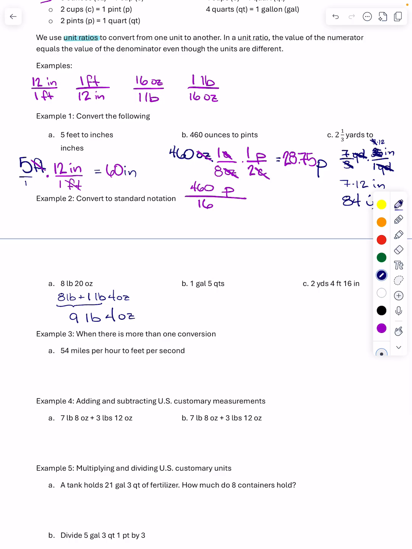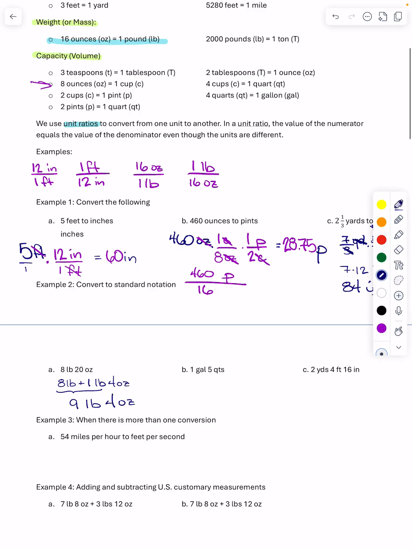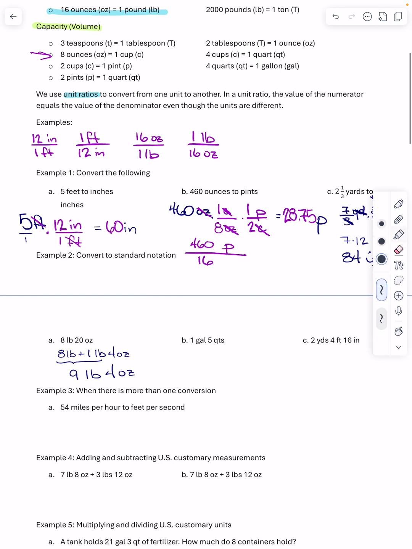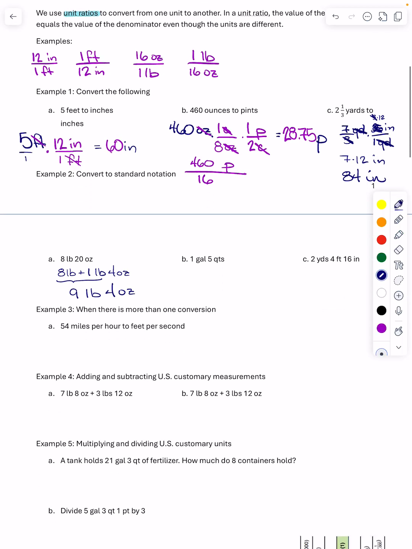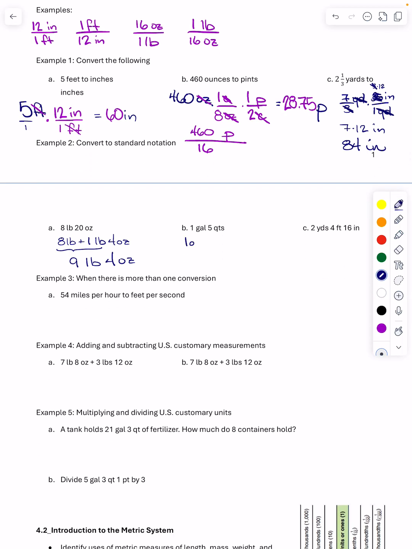B, 1 gallon, 5 quarts. If we see up here, I got 4 quarts makes a gallon. So I'm going to convert this to 1 gallon plus my 5 quarts. That's 1 gallon and 1 quart. I can add the gallons together. I get 2 gallons and 1 quart.